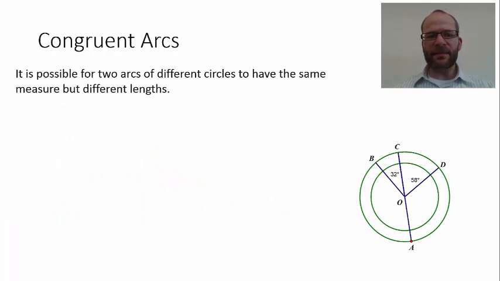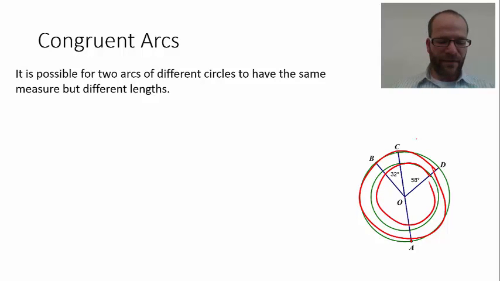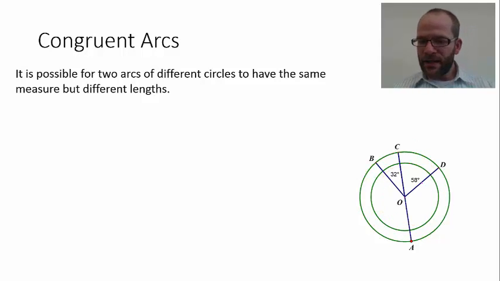Let's then talk about congruent arcs. It is possible for two arcs of different circles to have the same measure but different lengths. So if we look here at circle O, there are actually two circle O's here. They're concentric. Here's one. Here's the other one. And if we focus for a moment on the angle here, angle COD, you'll find that there is an arc here on the inner circle and an arc here on the outer circle.